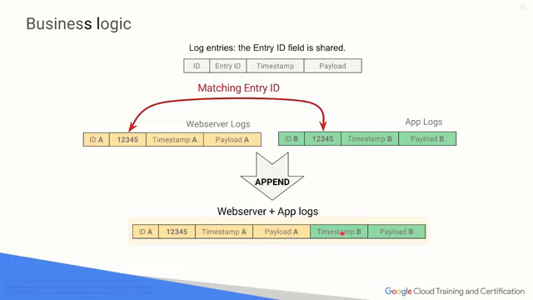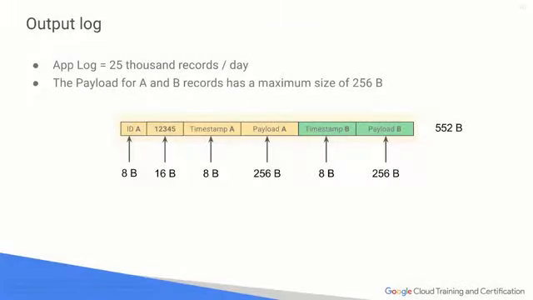So think about this, because this is going to be very important, especially in later modules, especially around sizing in general. All right, so here's our output log. Here's some of the numbers to get familiar with. We're going to have 25,000 records per day. The payload for A and B records now has a maximum size of 256 bytes each. This will be important when we get into sizes. Right now, this isn't too bad, so we're okay in storing this on a single server. So this gives you the measurements, which we'll be utilizing in some future design and process.